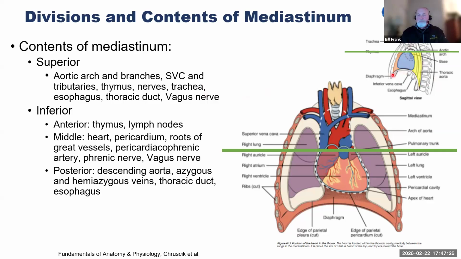So can anybody tell me what nerve runs anterior to the root of the lung and innervates the diaphragm? Anyone? You can answer in the chat. I think you got that. That is correct, the phrenic nerve.